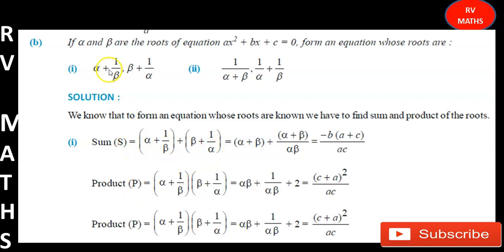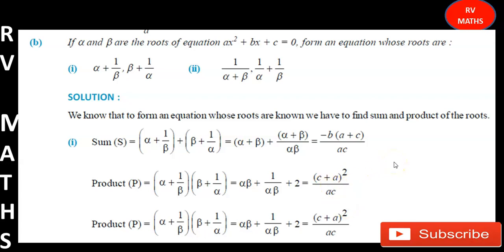What is the sum of roots? When you add these two, you will be getting alpha plus beta plus 1 by alpha plus 1 by beta. 1 by alpha plus 1 by beta can be simplified, and in the place of alpha plus beta, minus b by a, and in the place of alpha beta, c by a, substitute and simplify, you will get the result. Similarly, the product will be alpha plus 1 by beta into beta plus 1 by alpha, because these are the roots. When you take the product, you will be getting alpha beta plus 1 by alpha beta plus 2, which is nothing but c plus a whole square divided by ac.